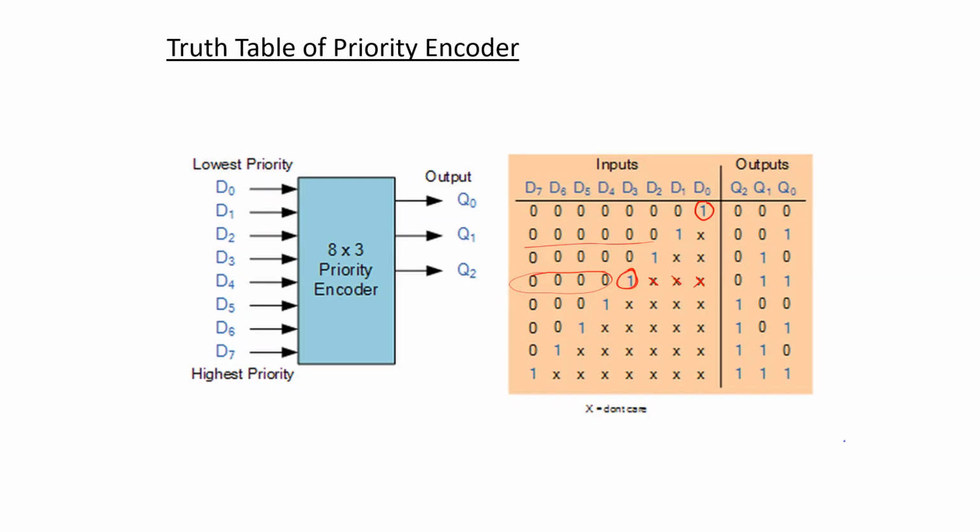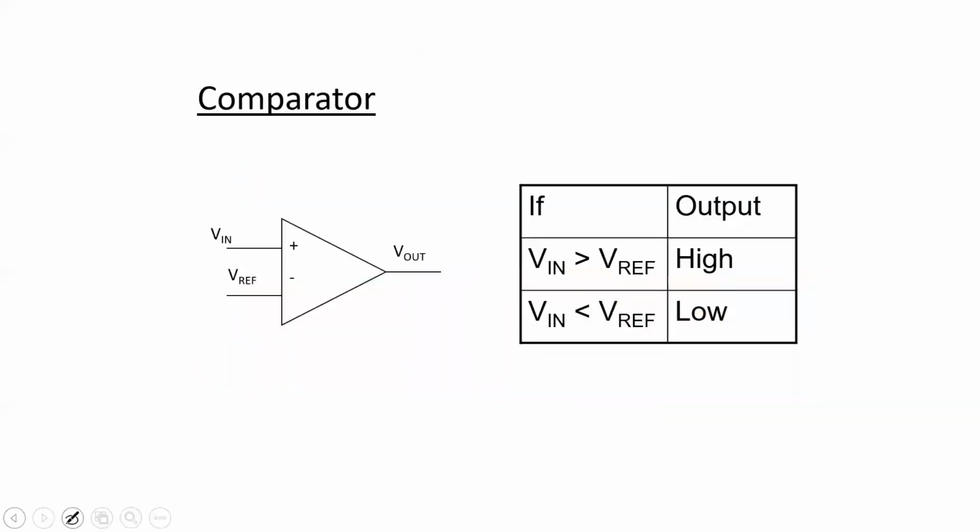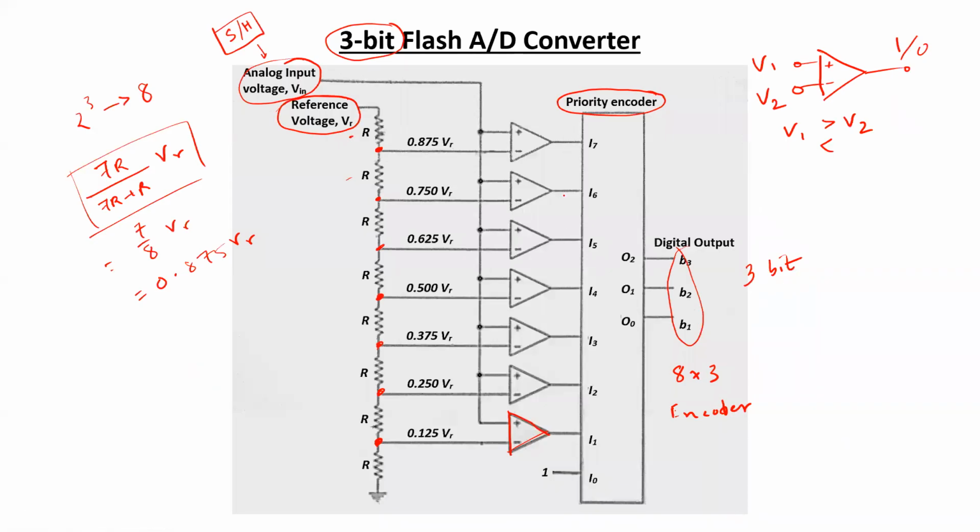So in this way, the outputs of the comparators will be fed to the priority encoder, and the priority encoder will convert that into a 3-bit sequence. So this 3-bit sequence will be the final representation of the analog input that is being connected in this particular arrangement.